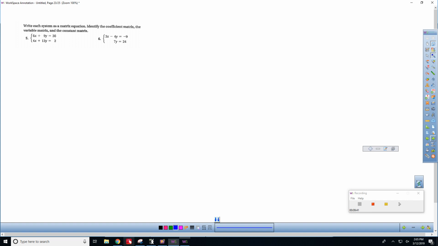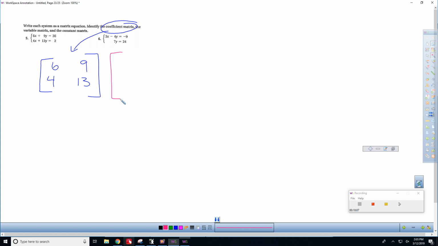Write each equation as a matrix equation. Identify the coefficient matrix, the variable matrix, and the constant matrix. So, remember, we're not even solving these. So there's your coefficient matrix. We're going to multiply it by a 2 by 1. There's your variable matrix. And the answer is your constant matrix.